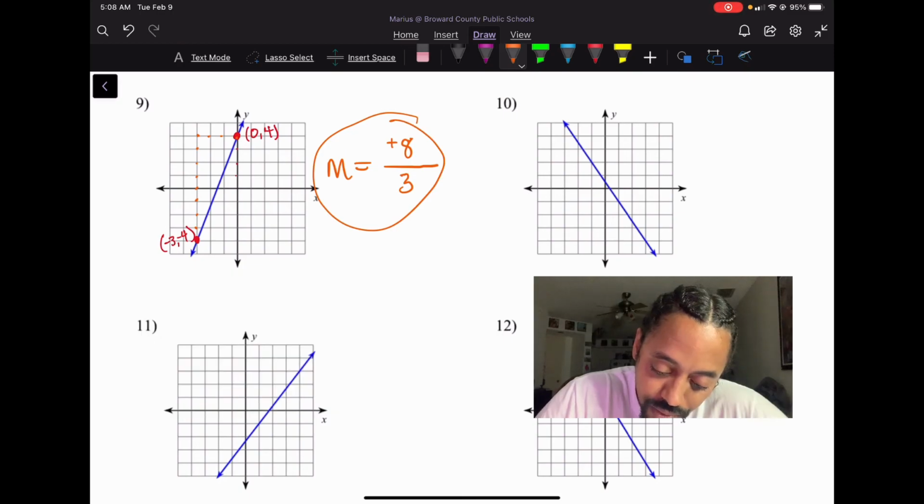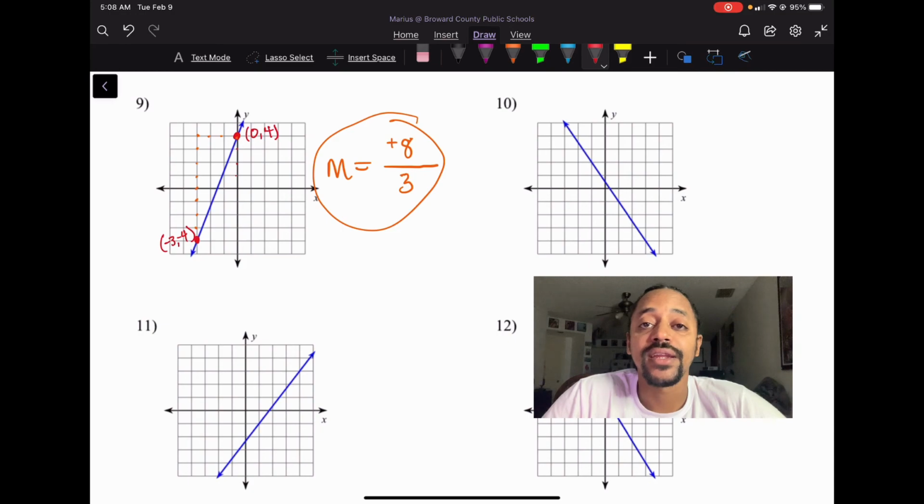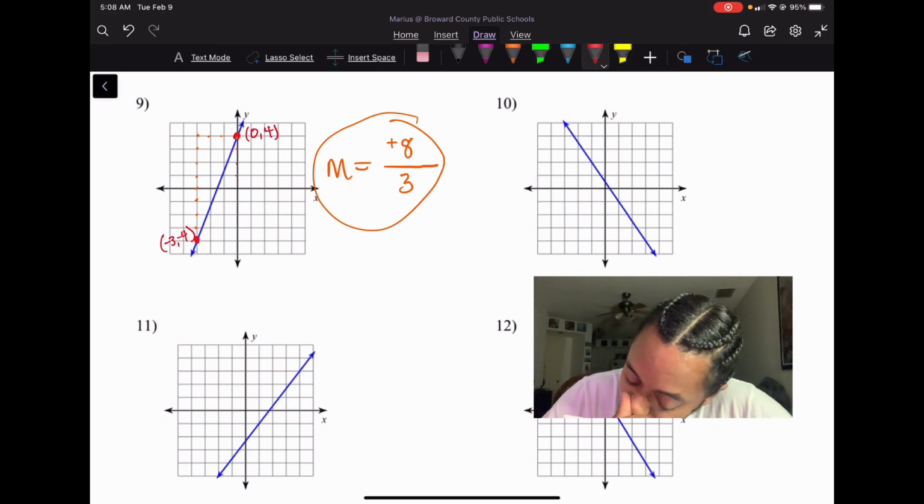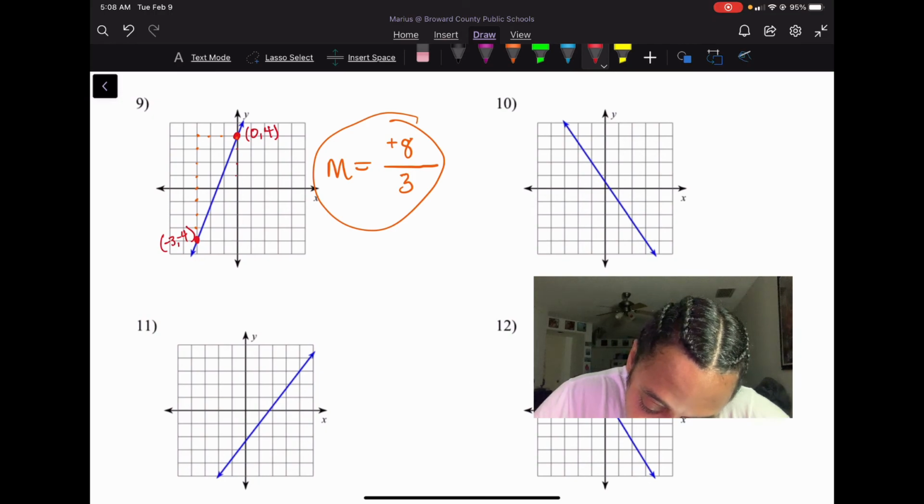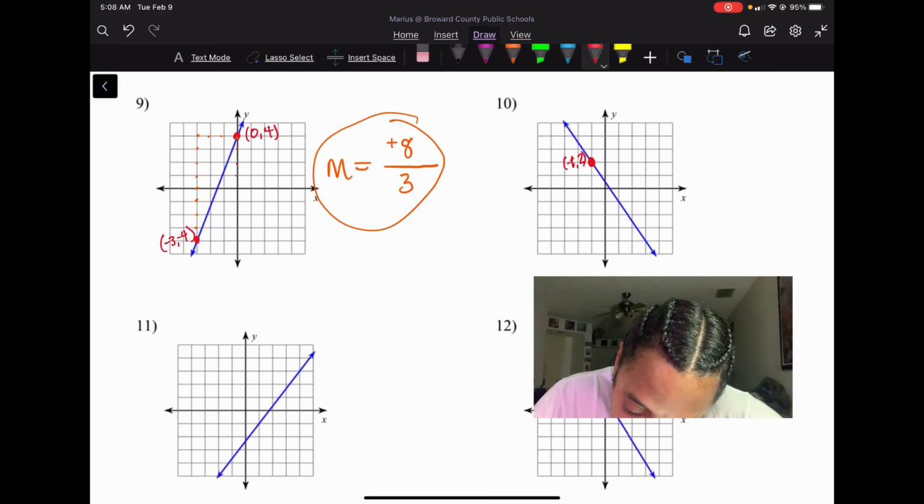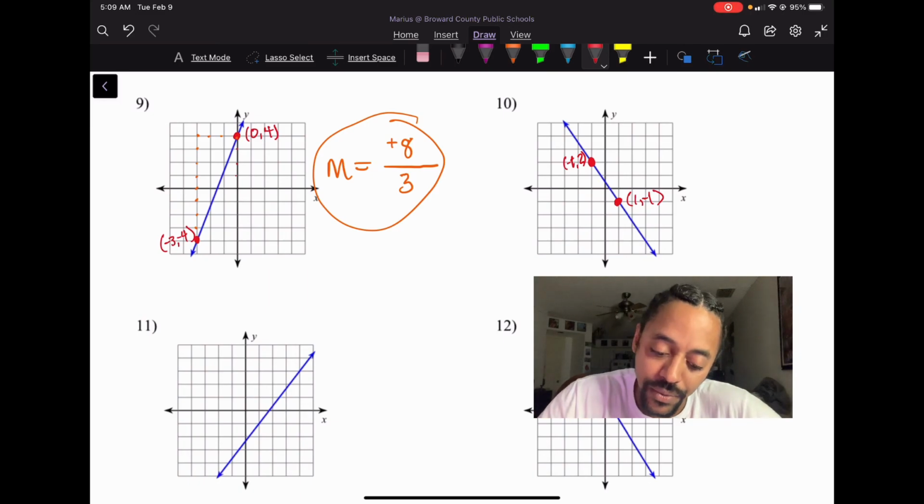All right. So once again, number 10, we're going to identify two exact points on this line, and then do our counting to find our slope. All right. So let's see here. We see a point right here where the x is negative 1 and the y is positive 2. And then we see another place right here where x is positive 1 and y is negative 1.